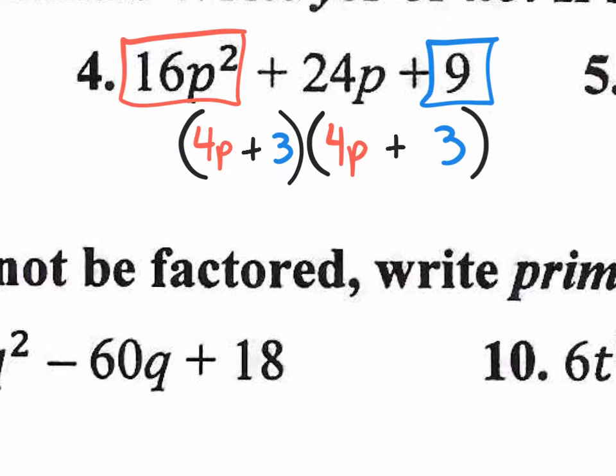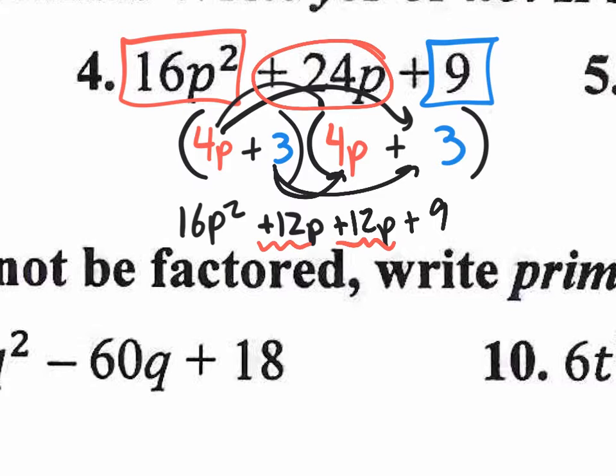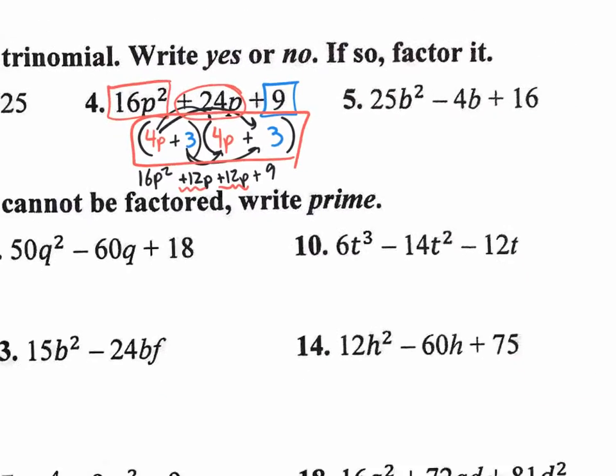And we need to verify. You always need to verify. It looks like we're done, but that might not be correct. We need to verify. So let's distribute 4p times 4p. That's 16p squared. So far, so good. When I go 4p times 3, that's 12p. And then when I go 3 times 4p, that's going to be another 12p. Right? 3 times 4p is another 12p. And then 3 times 3 is 9. And if we combine the 12p and the 12p, we really do get that middle term 24p. So I have verified that this is correct. So that is a correct answer. That's a correct factored form. They might write it as a binomial squared.